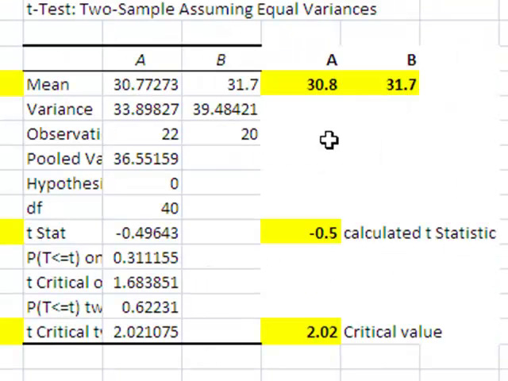And when I look at the results, I notice the means are very close together, but to determine if there is a significant difference, I need to take a look at the calculated t-statistic known as t-stat, and I'll notice that value is negative 0.5. I'm going to compare that to my critical value, and my critical value is going to be 2.02. So again, I just simply use the absolute values and I compare the 0.5 to the 2.02, and I determine that the calculated t-statistic is not greater than the critical value.